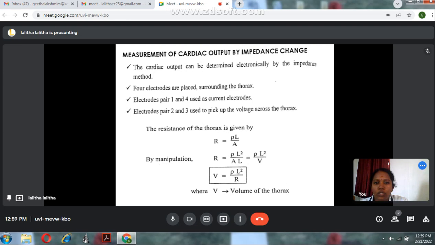The 4 electrodes are placed surrounding the thorax. It consists of 4 electrodes. Electrode pair 1 and 4 are used as the current electrodes, and electrode pair 2 and 3 are used to pick up the voltage across the thorax.